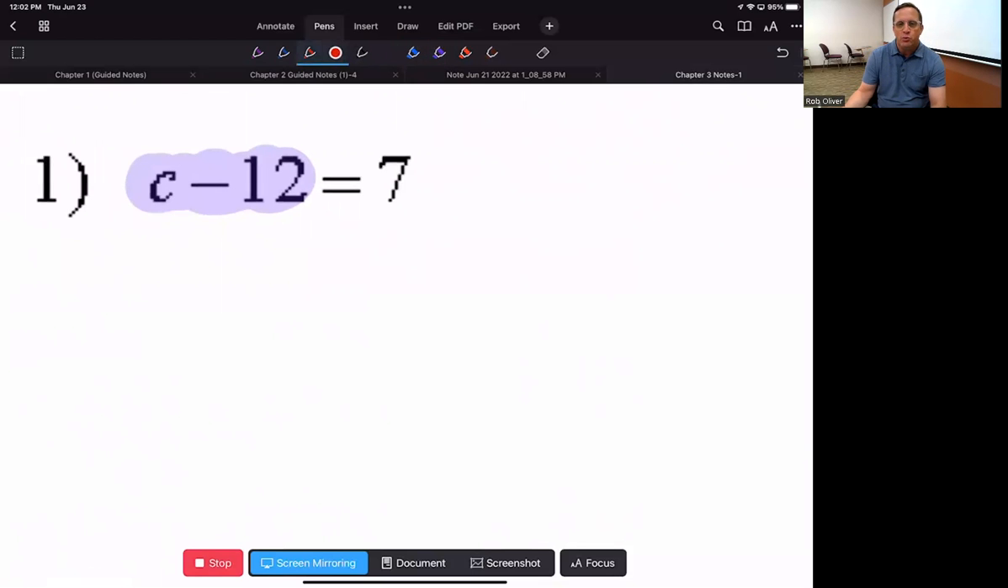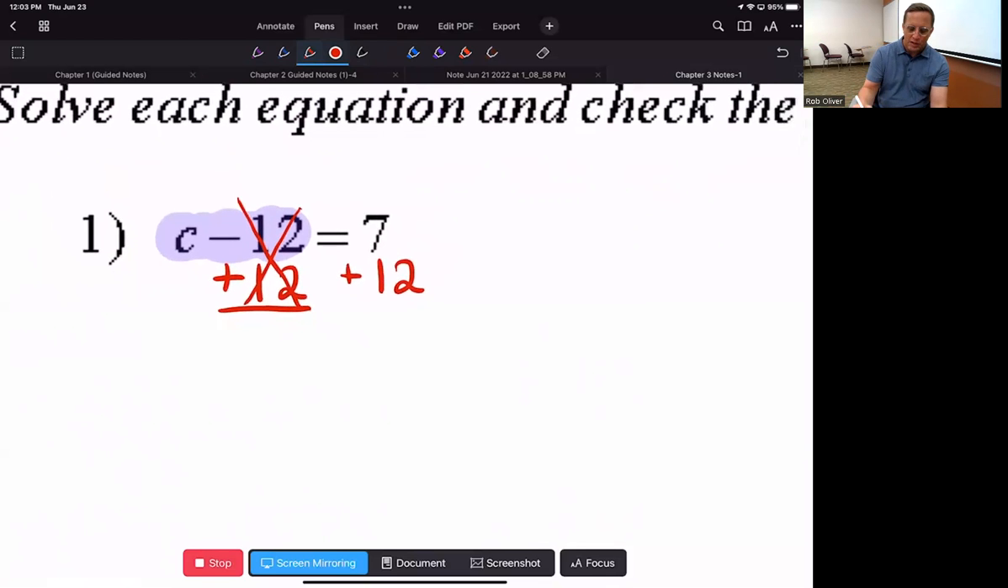So we see a minus 12 there, or negative 12, because you can think of it either way. And we're going to do the opposite. So we're going to add 12 to both sides. Here we are using the property of equality. We're adding the same amount to both sides. Now, the purpose of this is that these cancel. Those cancel. What that is called is additive inverse.